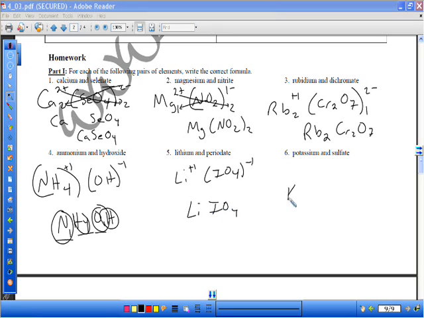Potassium and sulfate. Sulfate is one of the ones that you need to memorize, and that's SO4, 2-. 2 is going to go here. 1 is going to go here. And since there's 1 sulfate, I don't need to write the parentheses.